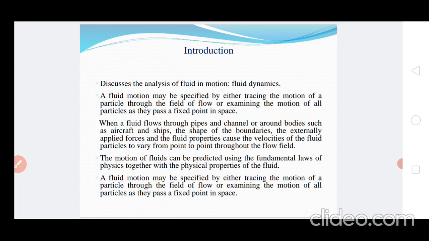Fluid is a substance which continuously deforms under applying of shear stress. And flow, what is flow? Flow is defined as the quantity of fluid like gas, liquid, vapor or sublimate that passes a point per unit time.